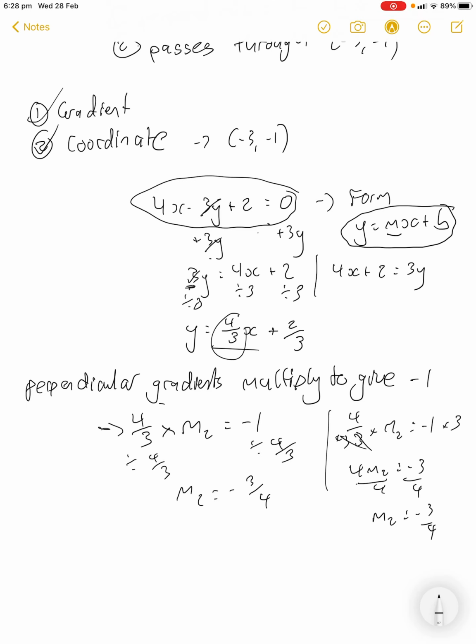The best way we can look at this is through the following. y minus y1 is equal to m(x minus x1).